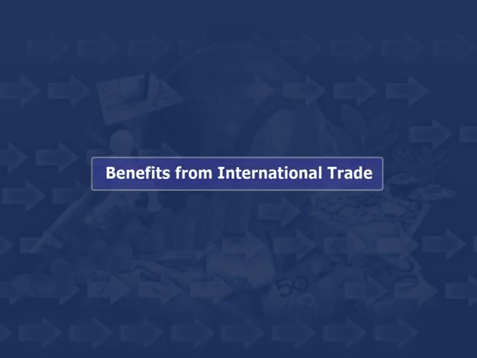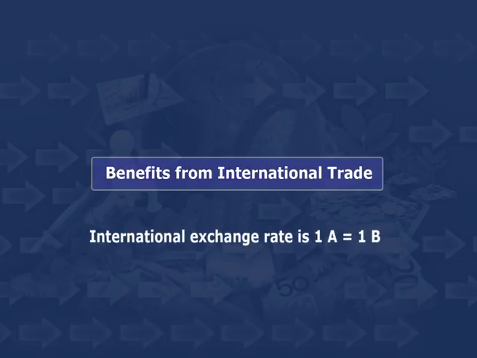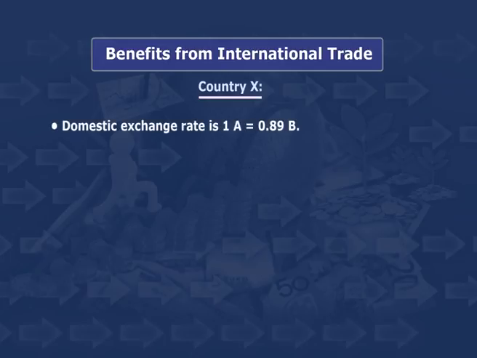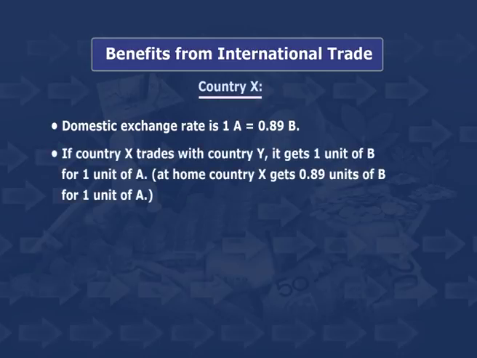Let's see how the countries will benefit. Suppose the international exchange rate is 1 unit of commodity A equivalent to 1 unit of commodity B. Let's talk about country X first. Domestic exchange rate in country X is 1 unit of commodity A equivalent to 0.89 units of commodity B. If country X trades with country Y, it gets 1 unit of B for 1 unit of A. At home, country X gets 0.89 units of B for 1 unit of commodity A.